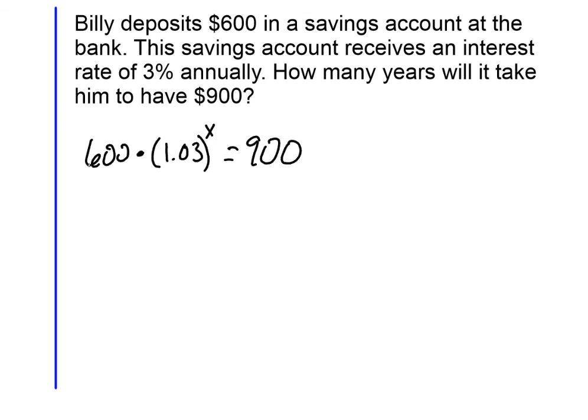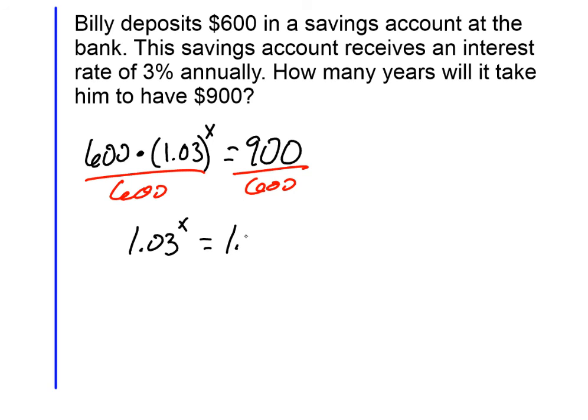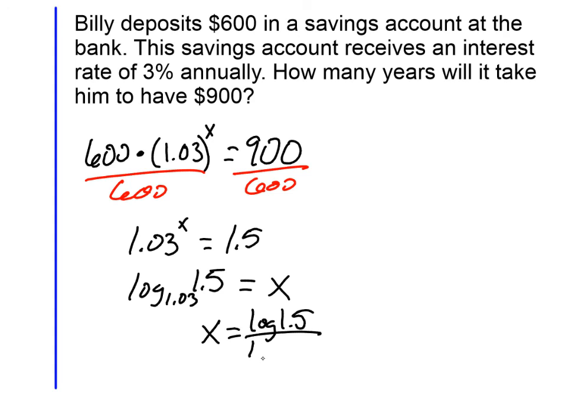So now I can use this equation and start to solve it. Let's divide both sides by 600. 1.03 to the x power is now equal to 1.5. I can now solve for this x by changing this form. Log base 1.03 of 1.5 is equal to x. Let's use change of base to solve for the x.